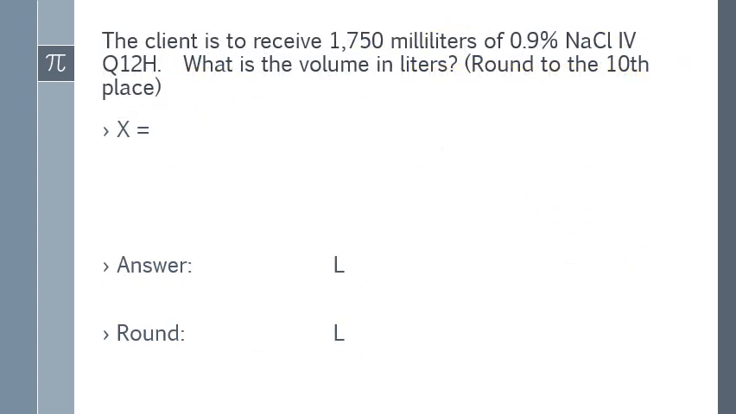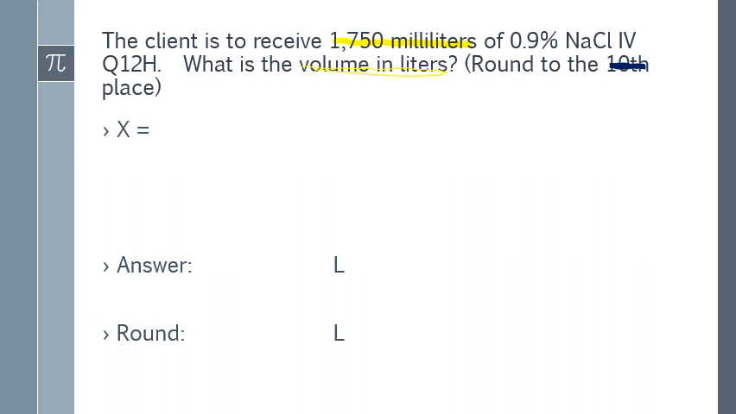Okay, again, we're going to do some conversion in the metric system. So let's find out what we're solving for. We are solving for volume in liters, okay? And what else is important in this problem? Well, we know we have to go to the 10th, and we know that we have 1,750 milliliters of normal saline. And we're going to administer that every 12 hours. What's really important is what we've highlighted and marked.